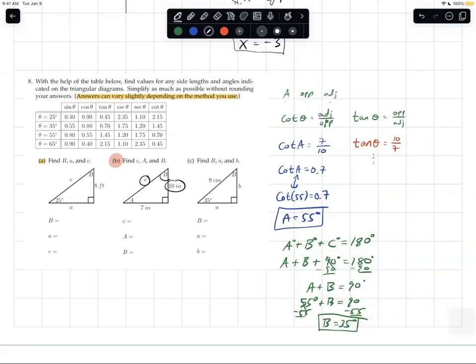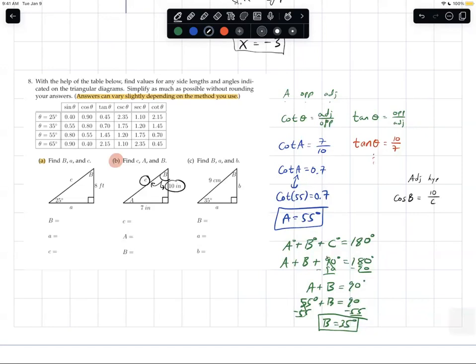So if we look at angle B, we want to find the hypotenuse, so we have to include the hypotenuse. But now we have the adjacent side for B, right? So we need to find a trig function that uses the adjacent and the hypotenuse. What trig function could we use? Cosine? Sure. The cosine of angle B is equal to adjacent over hypotenuse.